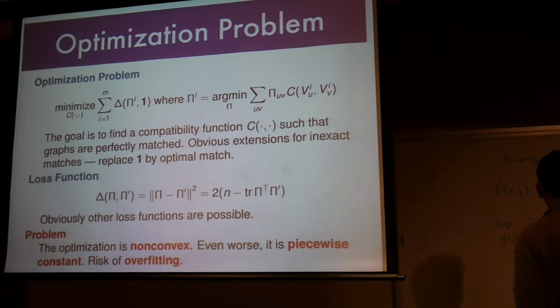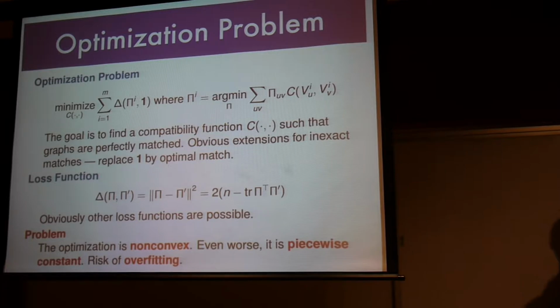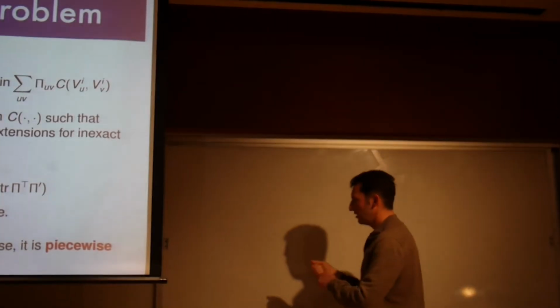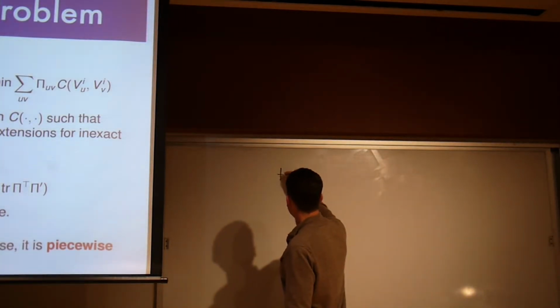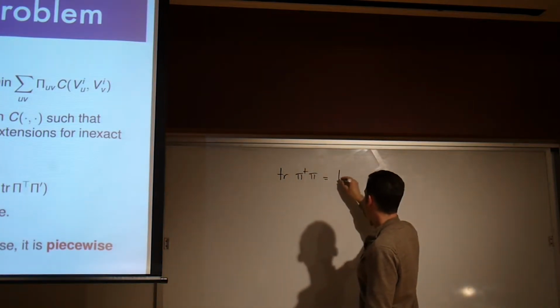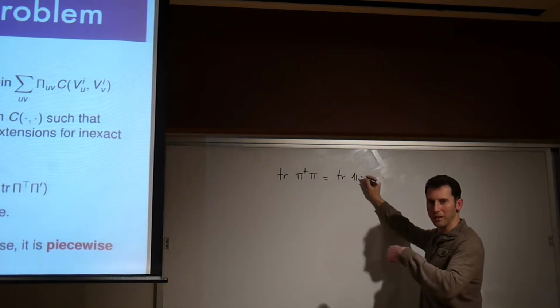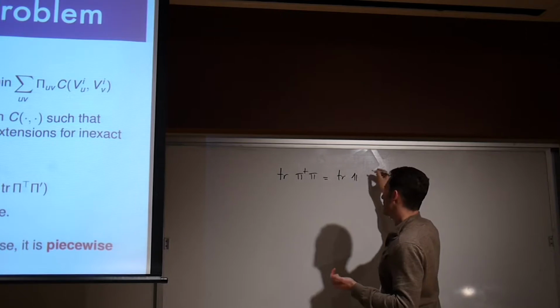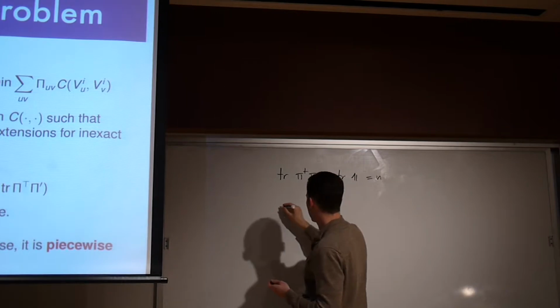At least I couldn't. Let me just quickly rederive this. Well, the first thing we notice is that the trace of pi transpose pi is of course nothing else than the trace of the identity matrix, because permuting and then permuting back gives me the original point back. So the trace of the identity matrix is just n. Right. Everybody knows that.